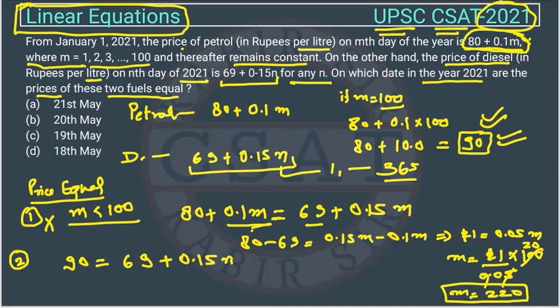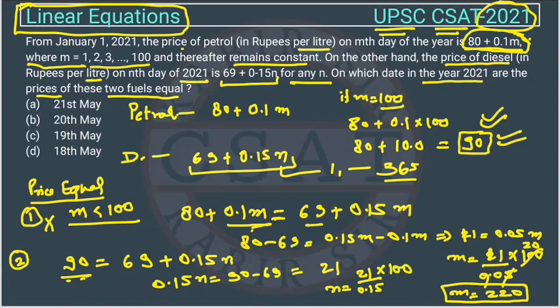So we will write n, because when m is greater than 100, the price of petrol is 90. What will we get from this? We get 0.15 n is equal to 90 minus 69, so this will be 21. So n will be 21 upon 0.15. Then we remove the decimal point, and the 100 will come. From 5 we can cut 20 times, and this is 3 times, then 3 will cut this 21 7 times, 7 into 20, so this will be 140.